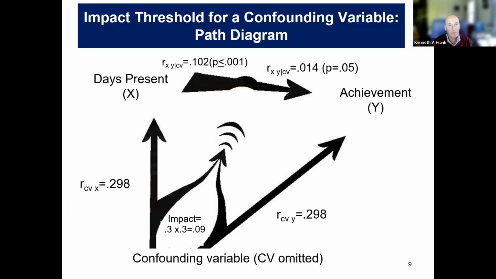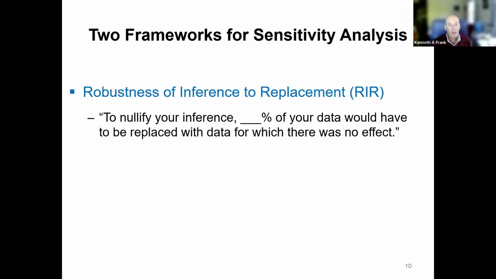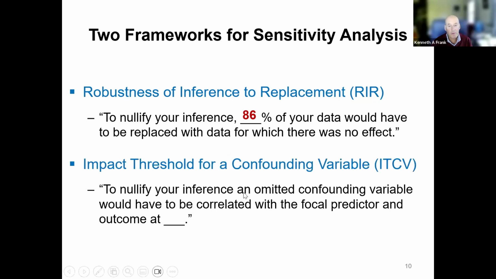That would change the correlation between days present and achievement from 0.102 to 0.014, and that 0.014 would have a p-value of 0.05. Okay, so we've got two frameworks for sensitivity analysis: the robustness of inference replacement, which generates statements such as, to nullify your inference, blank percent of your data would have to be replaced with data for which there was no effect. And in the example on economic mobility, we found out it was 86%. Or the ITCV, impact threshold for a confounding variable: to nullify your inference, an omitted confounding variable would have to be correlated with the focal predictor and the outcome at about 0.3 for the example of absenteeism and student achievement.